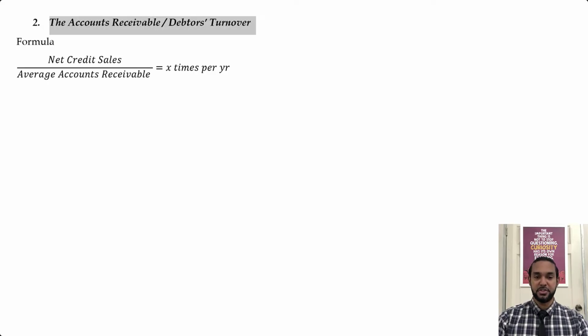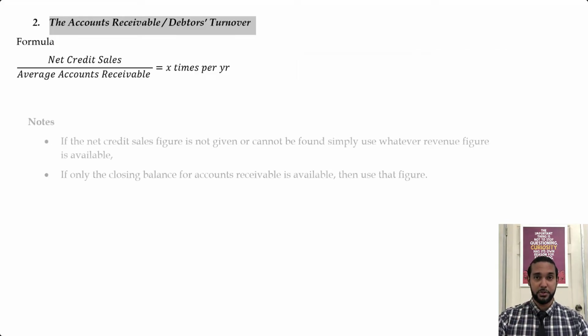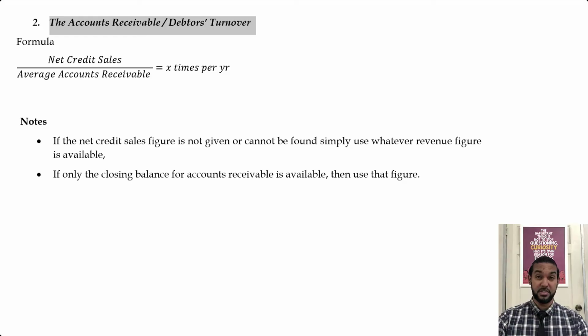Okay, so this ratio is the accounts receivable or debtors turnover. The formula is net credit sales divided by average accounts receivable, and it tells us how many times per year we collect our average receivables. And of course, average receivables is opening and closing receivables divided by 2. Now, not every question will give you both opening and closing receivables. You might just have closing. If that's the case, just use that figure, right? Don't make it a big thing.